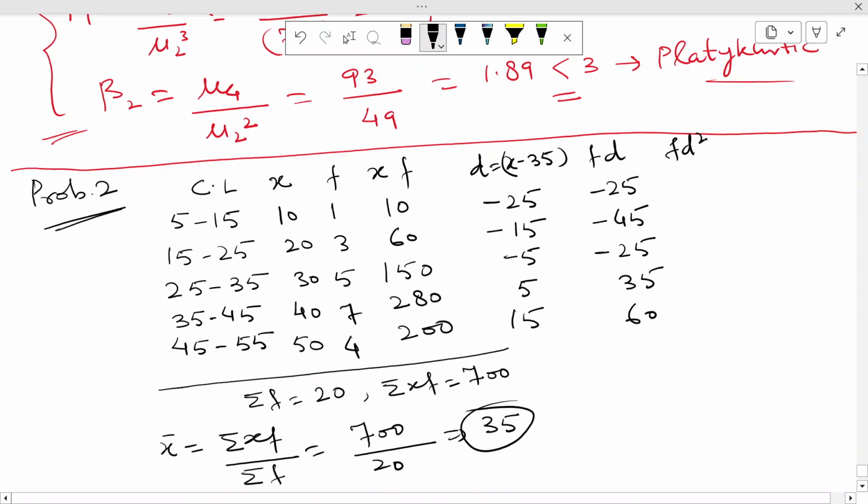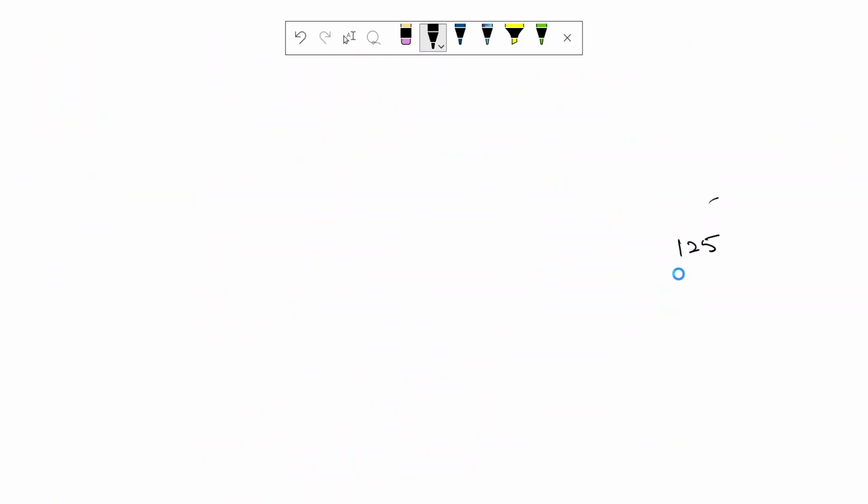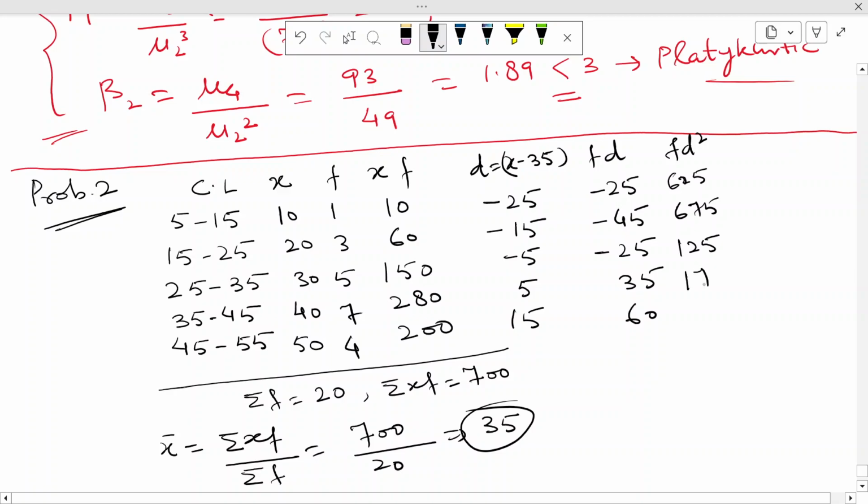Okay, and we are taking the first product of the frequency and the deviation. Next we have fd square, which we obtain by multiplying the entries in this fd column by d again. So this is 625. Okay, next is 675. What we are doing, we are just multiplying this fd with the corresponding deviation. So 25 into 25 is coming out as 625. Next entry is 675, then we have 125, and next we are having 175, and lastly we are having 900.